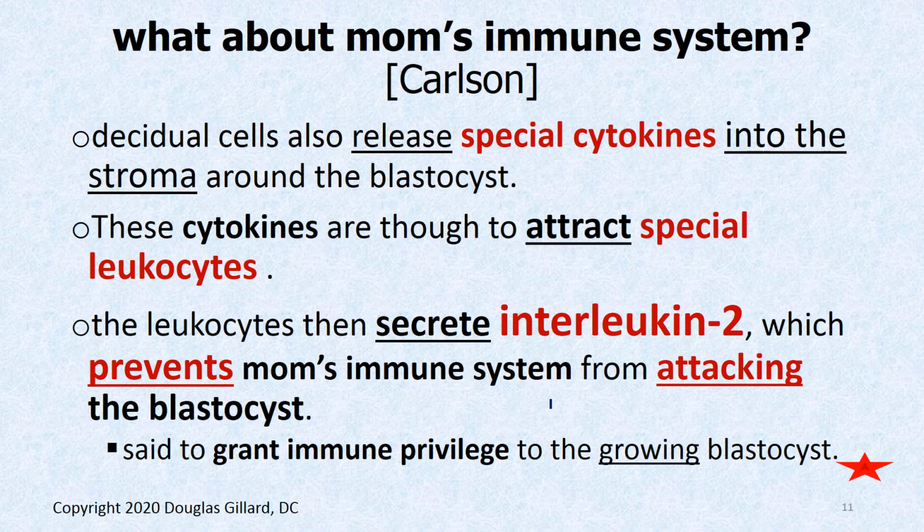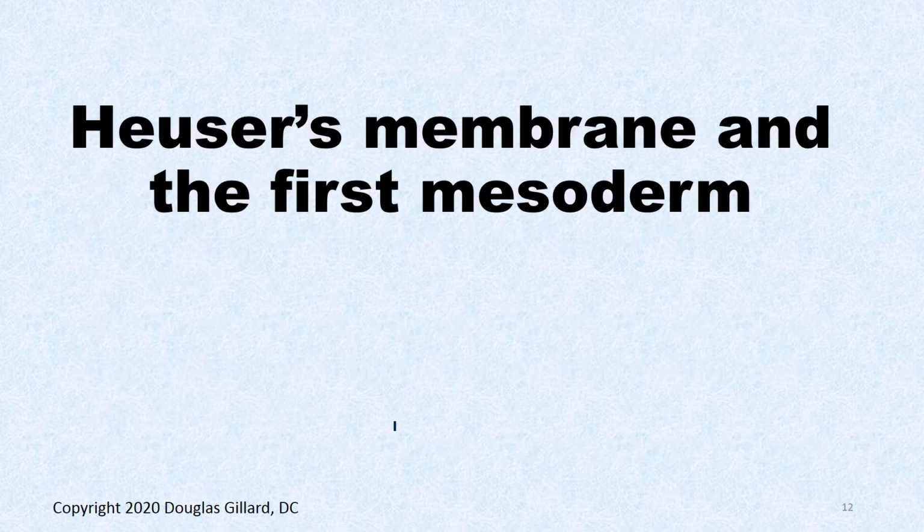Well, what about mom's immune system? How do we take care of that? The decidual cells also release special types of cytokines which attract a special type of leukocyte, which is a white blood cell. We're not going to go any deeper than that. It secretes something called interleukin-2, and we'll just leave it at that. Interleukin-2 is able to grant immunoprivilege to our little growing blastocyst. So mom's immune system leaves it alone because of interleukin-2 floating around the area.